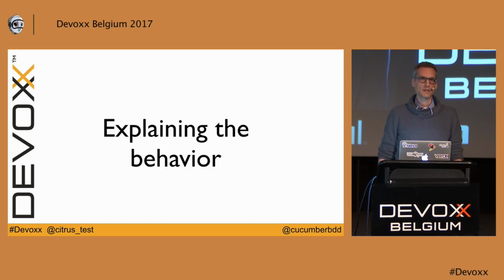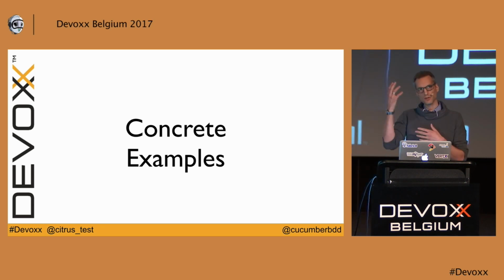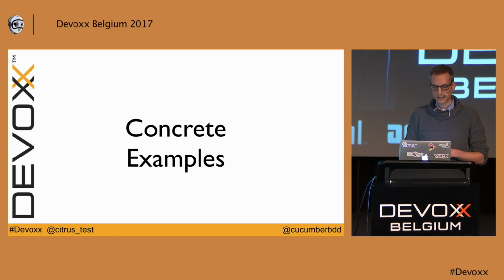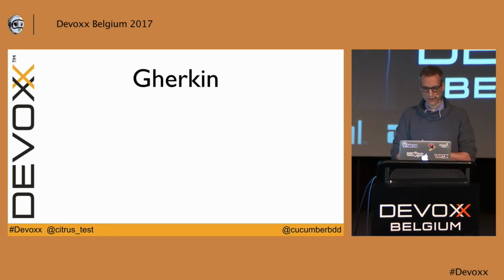So it's all about explaining behavior of software. And if you explain your thoughts and your ideas to another person, it's a very good idea to give concrete examples. So if you have something in your mind and you want to explain it to another person and it's a very complex scenario, you can give concrete examples so the other person can rethink your ideas and can just imagine what you are trying to explain. And this is where Gherkin comes in.